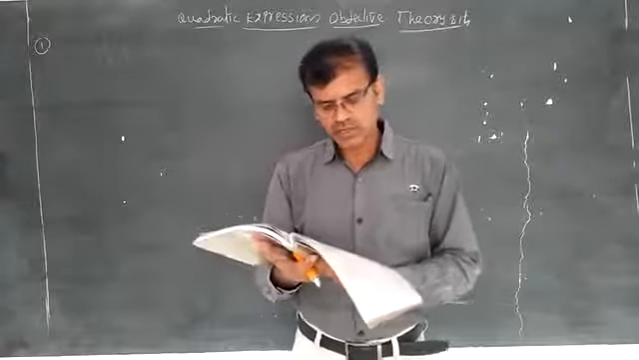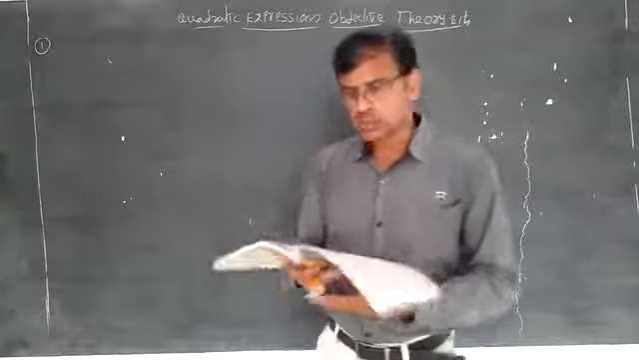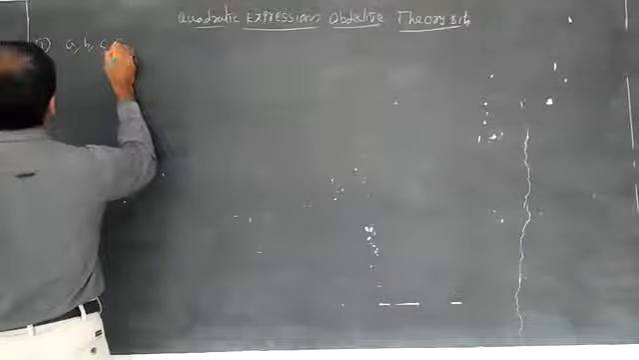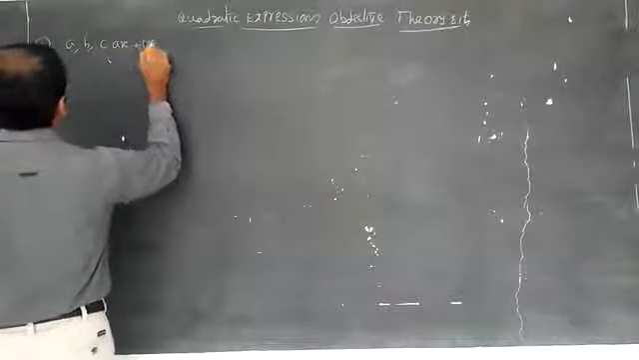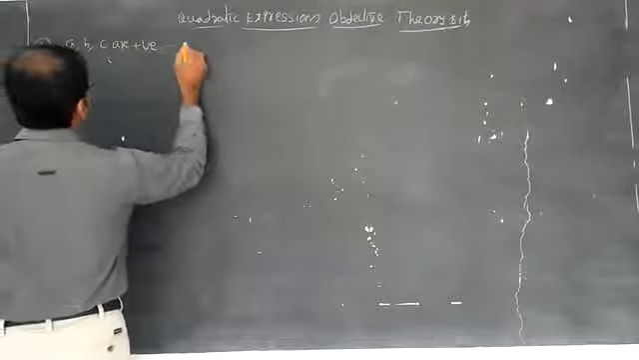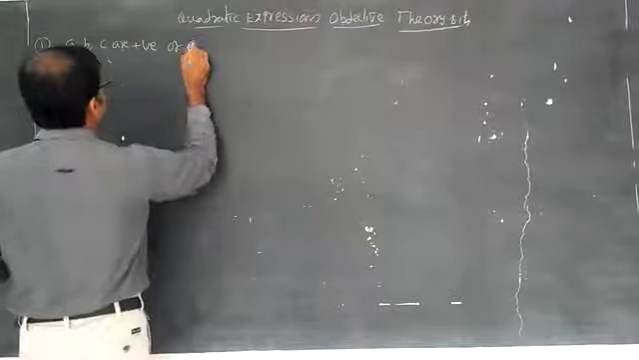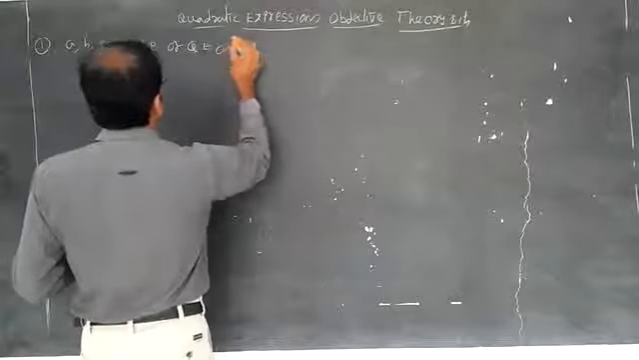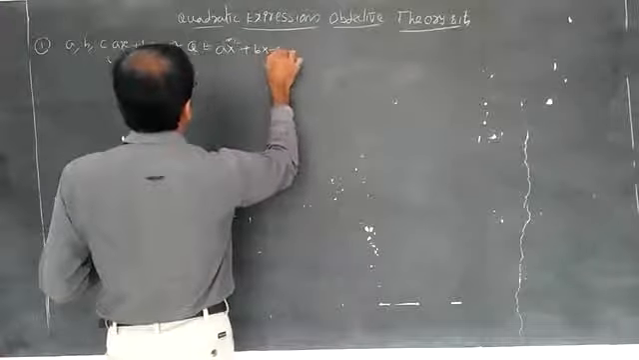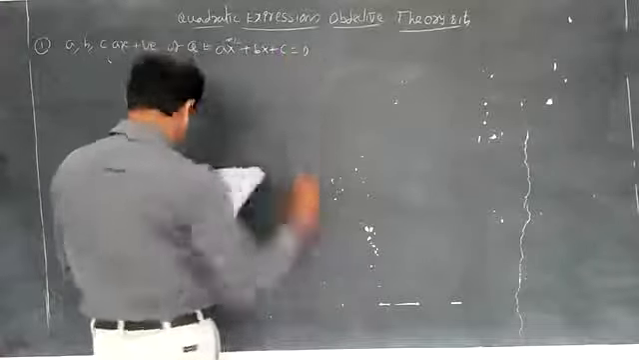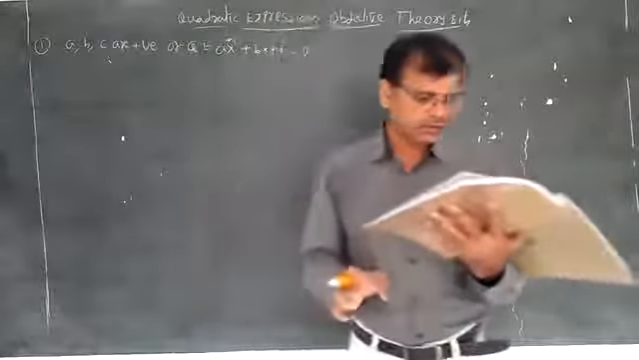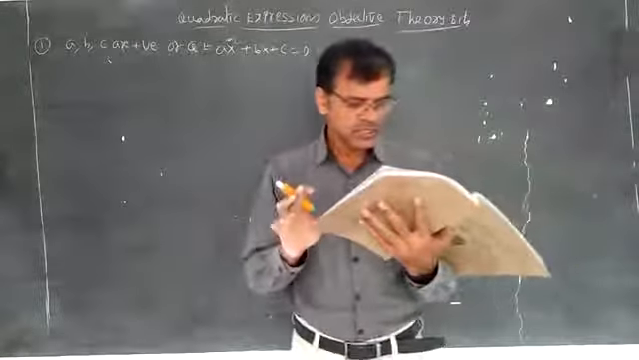If a, b, c are positive, then both roots of the equation... We are given that a, b, c are positive for a quadratic equation ax square plus bx plus c is equal to 0. Then he is asking what the roots are when a, b, c are positive.